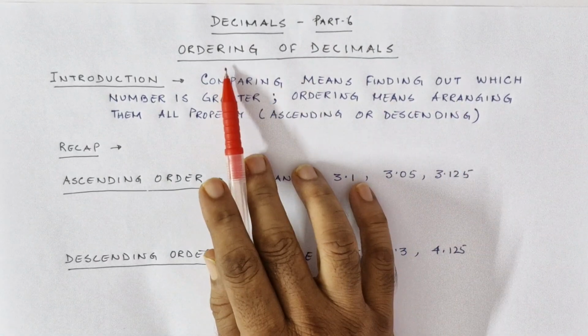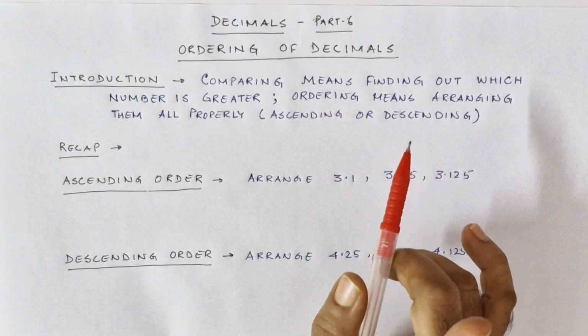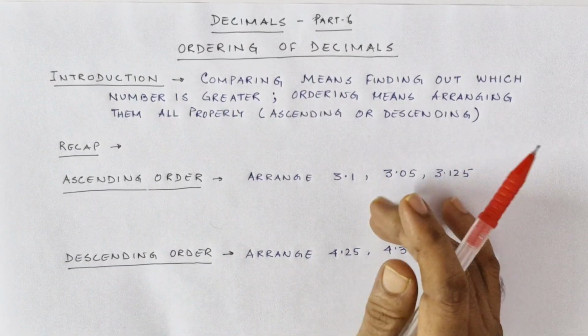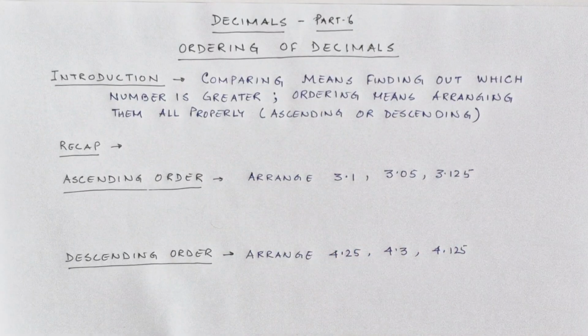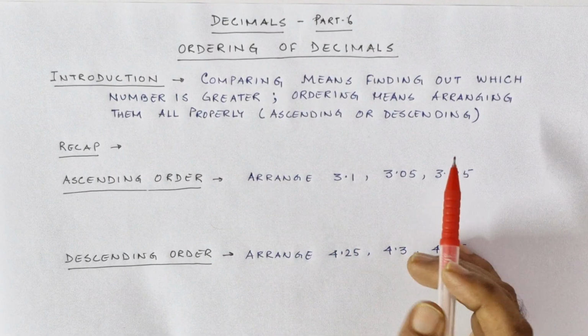Today's topic is ordering of decimals. In the last video we learned how to compare decimals. Now let's take it one step further, that is arranging decimals in the right order.